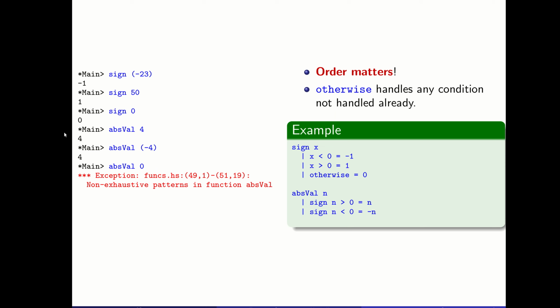Absolute value of 4 comes out as 4. Absolute value of negative 4 also comes out as 4. This is good until we hit the condition that's not handled. The absolute value of 0 is not handled. If sign of n is 0, I should be doing something, for instance, giving 0 as my result. So an otherwise would have handled that, or a specific case for when sign of n is 0.